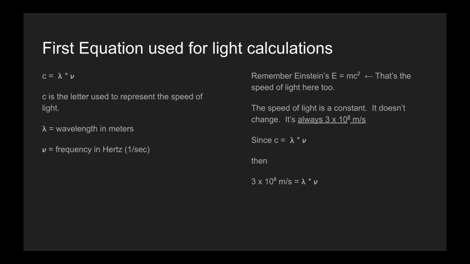3 times 10 to the 8th meters per second is always equal to the frequency of a particular type of light times its wavelength. Right? Always. So lambda times nu, when we're talking about light, just light now, lambda times nu will always equal 3 times 10 to the 8th meters per second.